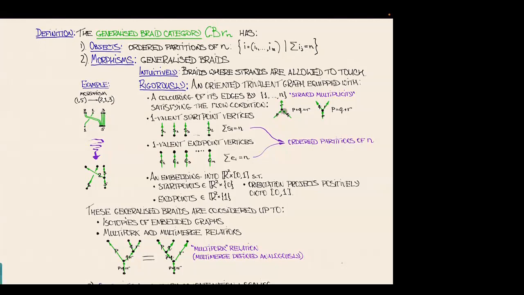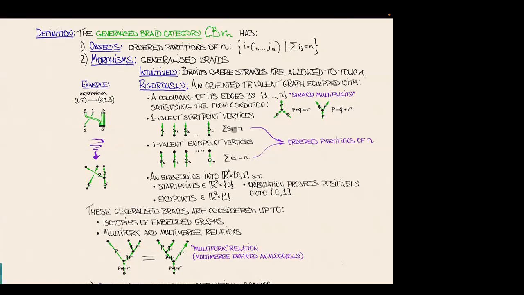a flow condition. At each vertex of this graph, you either have two strands coming in, and then the strand coming out must have the same multiplicity as the total multiplicity of the strands coming in, or vice versa. Basically, these correspond to two strands of different multiplicities coming together and running as a strand of a higher multiplicity. And this corresponds, vice versa, to a strand splitting up into two strands of lower multiplicity.